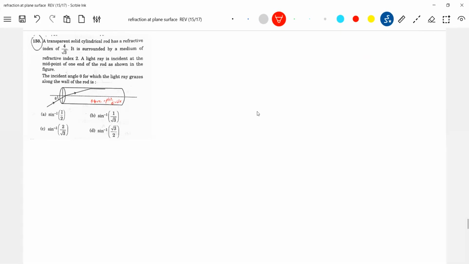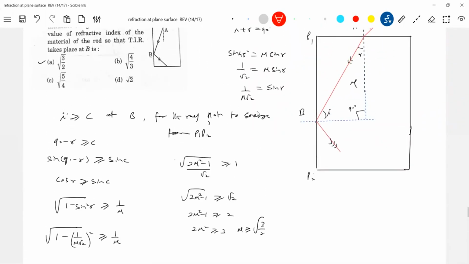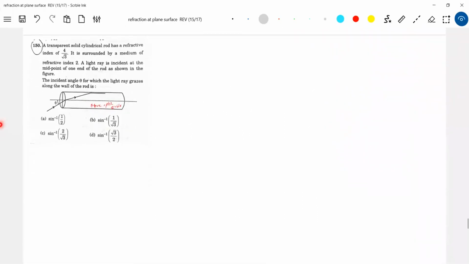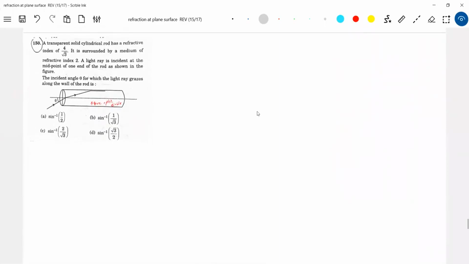The mu of the cylinder and the mu outside are given. So what is available? The mu of the slab, and the angle of incidence was given before. Here he is asking for this angle. I think both are the same question, only the diagram conditions are changing a little.